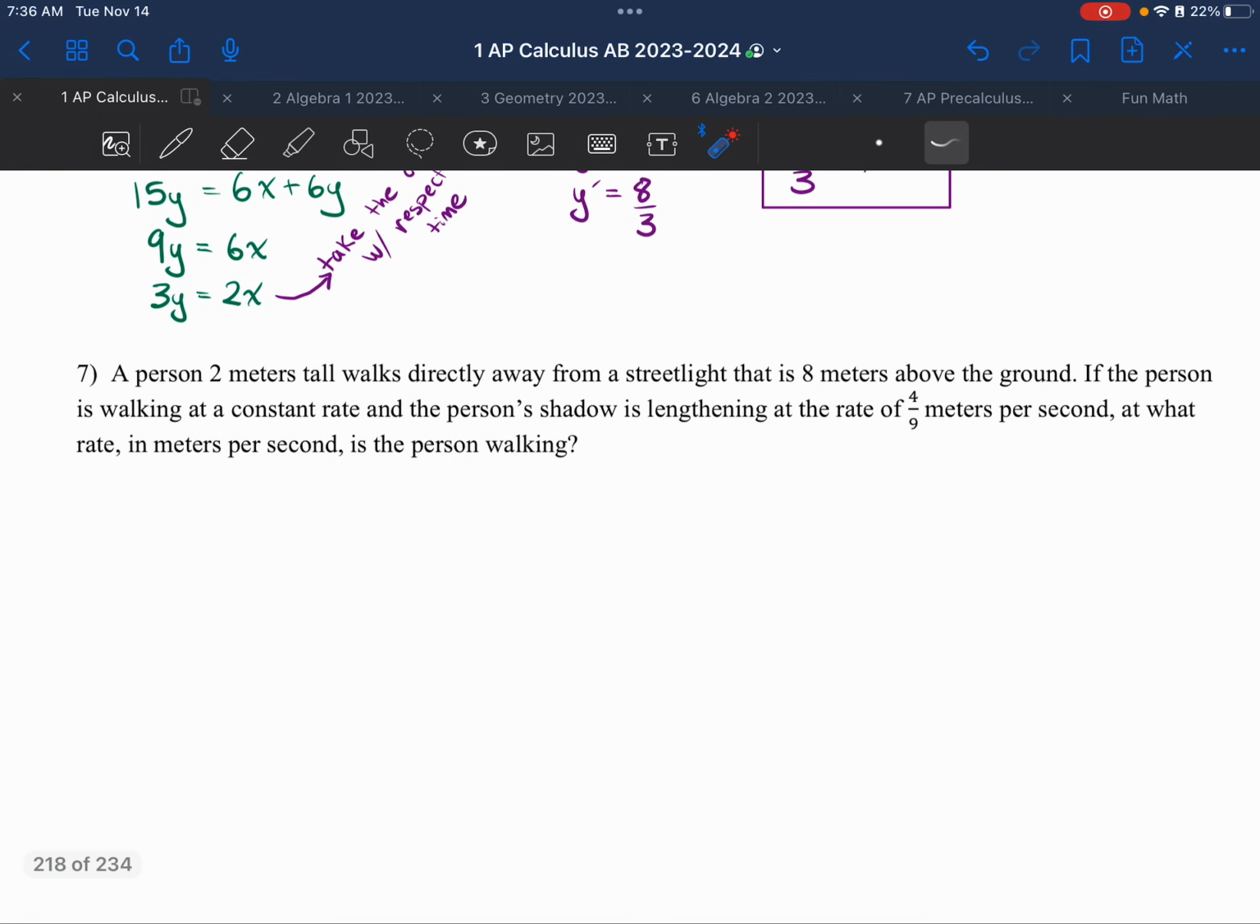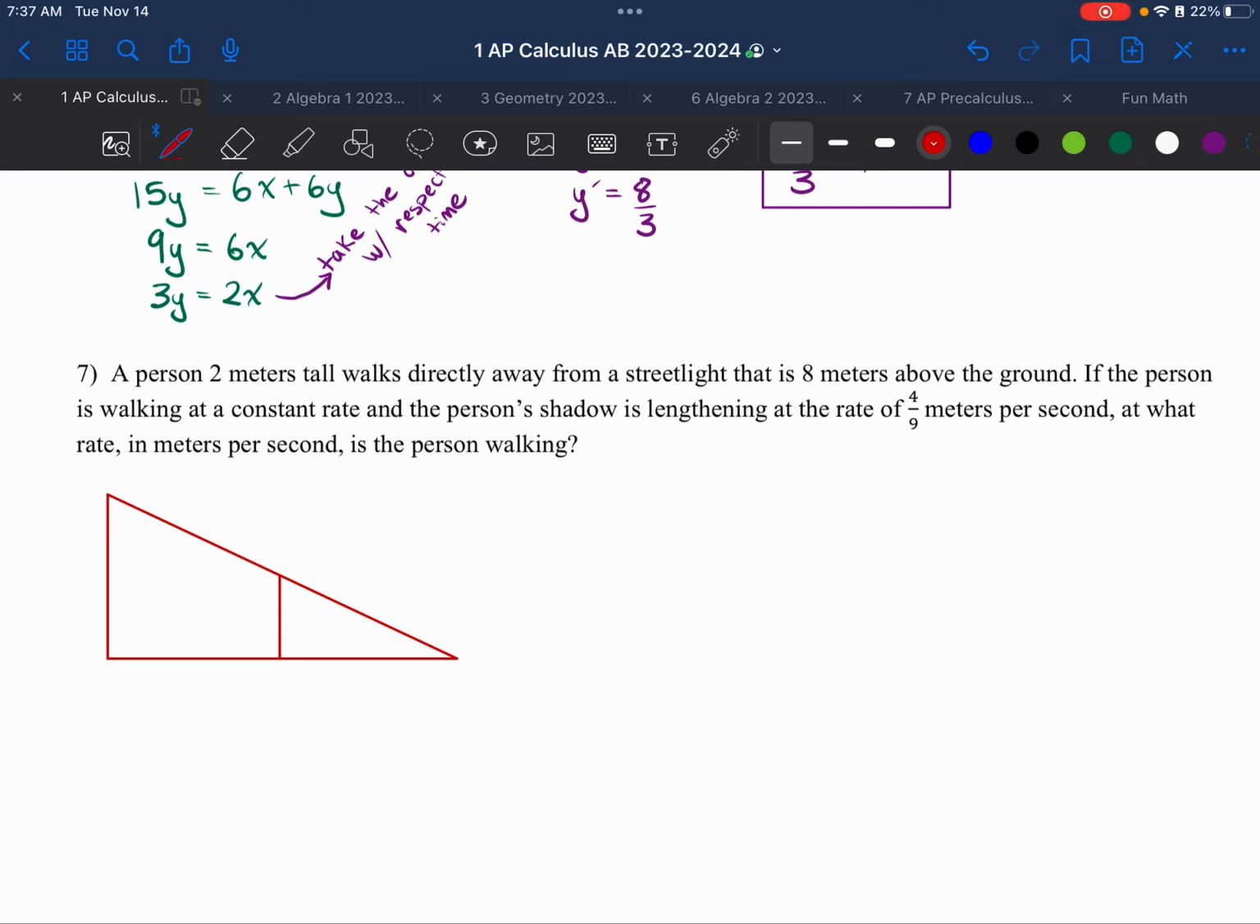Let's try it. So first and foremost, let's set up a picture. I have a person 2 meters tall walking away from a streetlight. Oh my God, it's the same thing. I'm going to be very lazy in my picture. Okay. Very, very fancy. So a person is 2 meters tall. So this height here is 2. And the street light is 8 meters above the ground. So this distance here is 8.